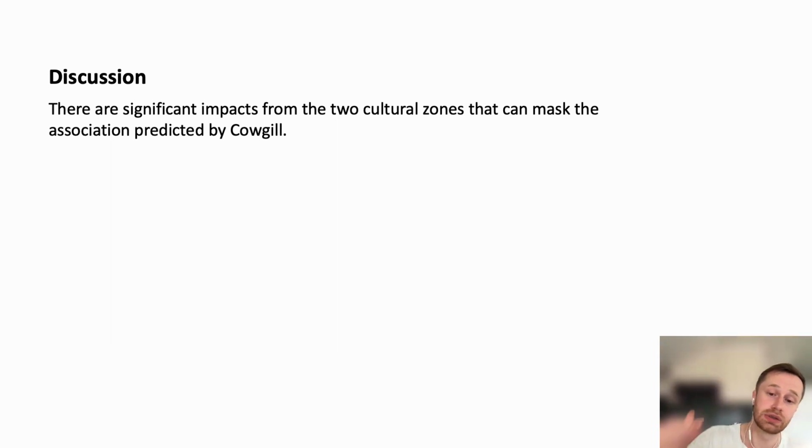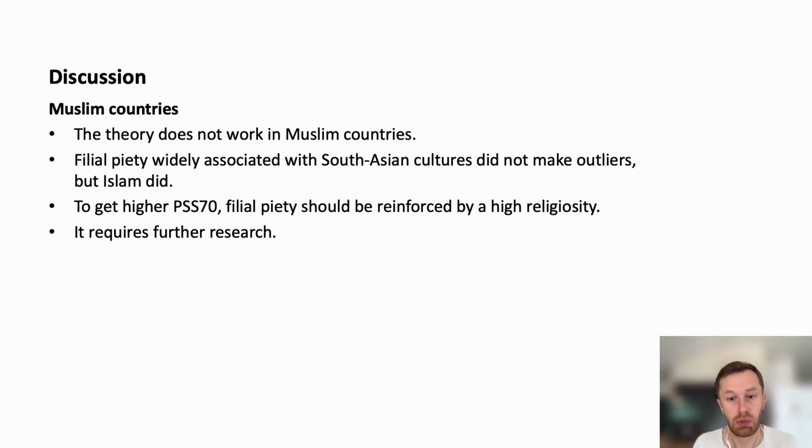In Muslim countries, the level of social status of older people was consistently higher, and in post-communist countries, the level of status of older people was consistently lower. Why is that? Well, the short answer is we don't know yet. But we have some speculations, and here are speculations about the Muslim countries.